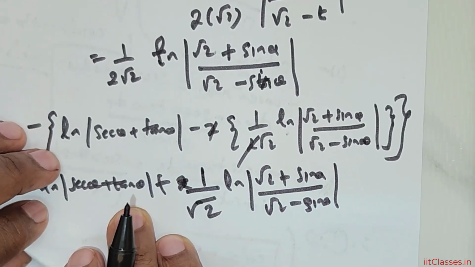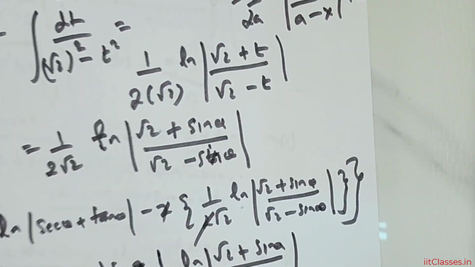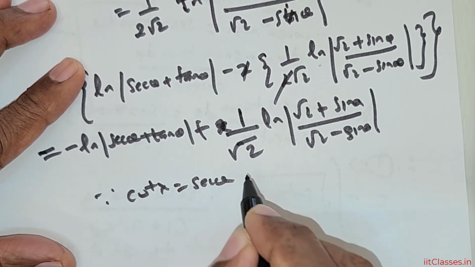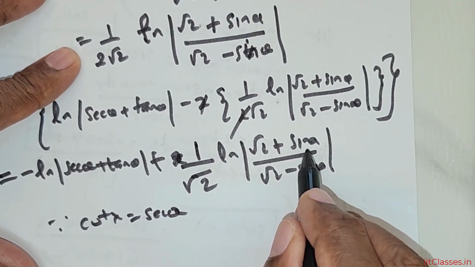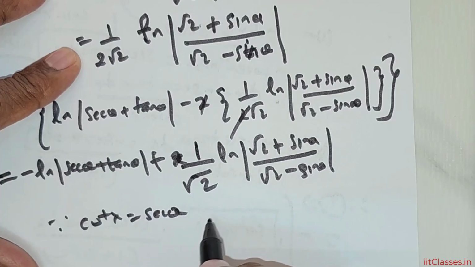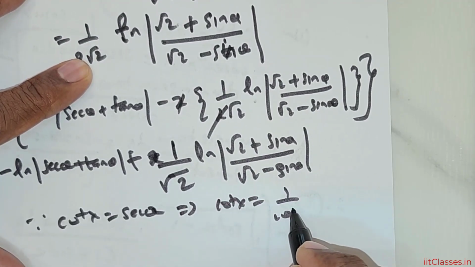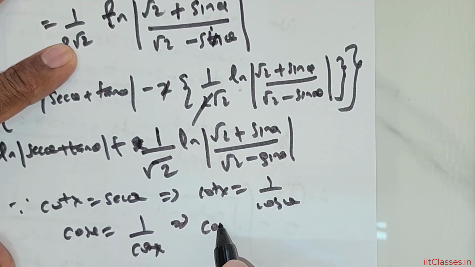Now what is the substitution you made? You took a substitution as cot x is equal to secant theta. You have to bring that back here. Now since cot x is equal to secant theta, this means we will have to somehow extract the representation for sin theta, right? Sin has to come there. So cot x is equal to 1 over cos theta, so cos theta is equal to 1 over cot x. So cos theta is equal to tan x.